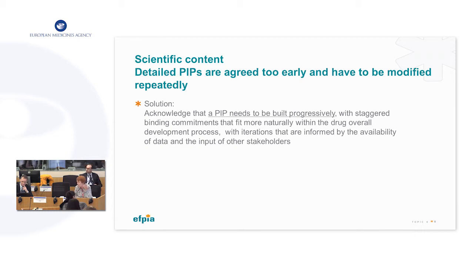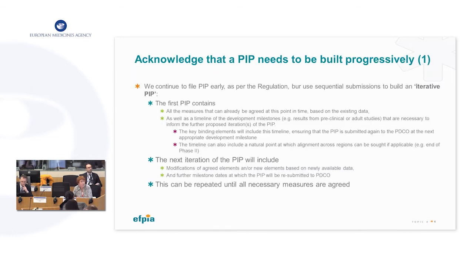So rather than having everything on the table and modifying it, please put a little bit at a time on the table and agree as you have the data. So if you go to the following slides, I'm not going to go into great detail, but just to give you the concept. When you file your first PIP, you file with as much data as you have and as many measures as you can commit to at the time, but you also file with your timeline for development, with the dates at which you expect the next information to come. And then you say, I'll come back.